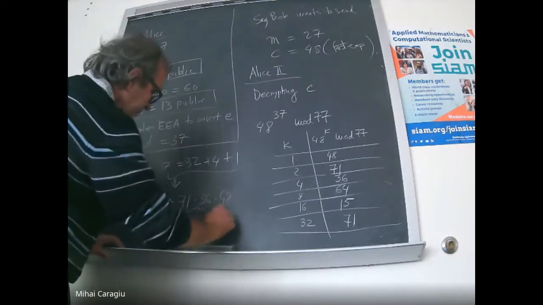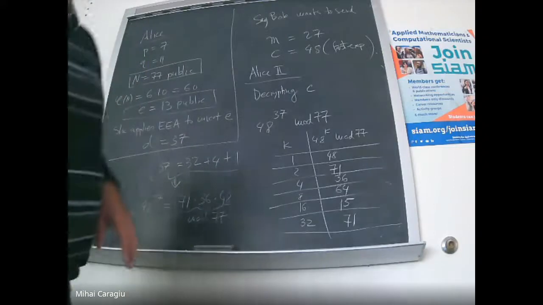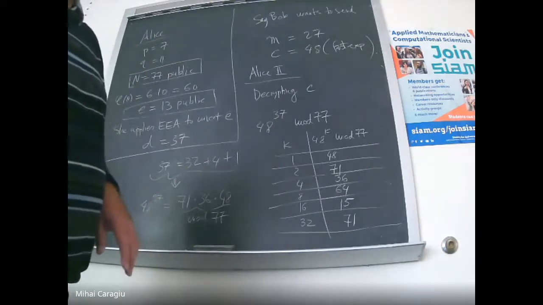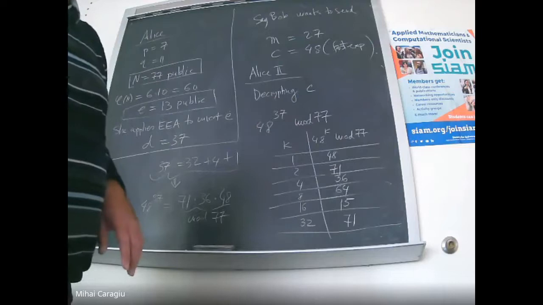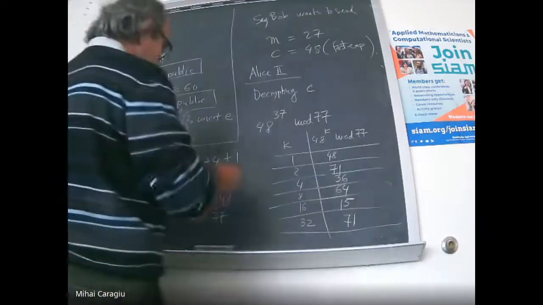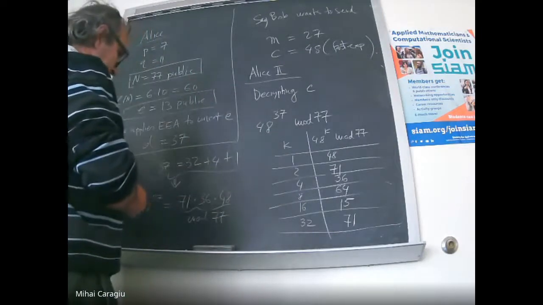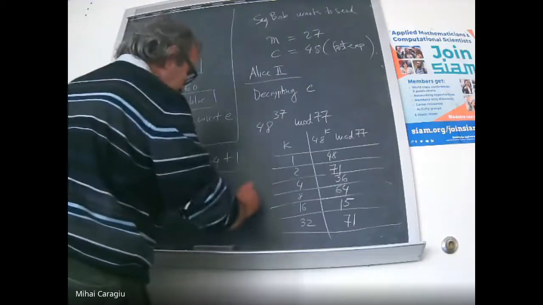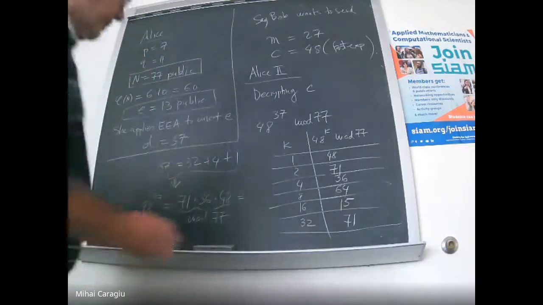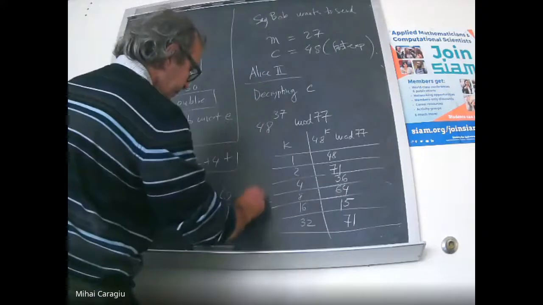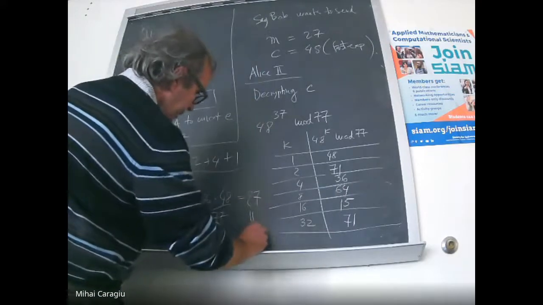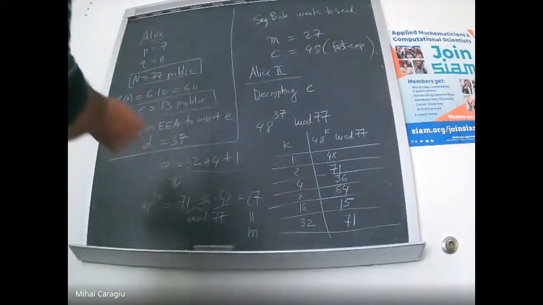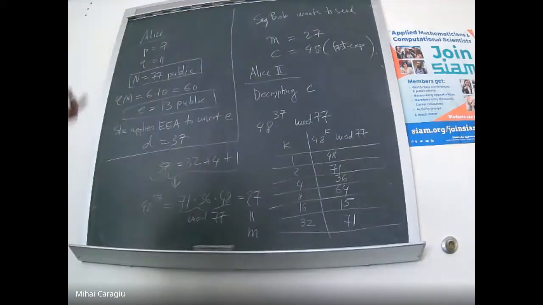And guess what? This will be exactly the value of the original plaintext that Bob sent over to Alice. It will be 27. So this will be M. That's how, as a result of this toy model, we show that RSA works.